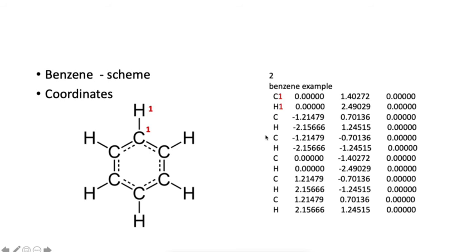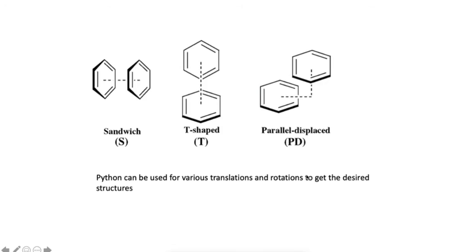So this is just basically how these coordinates would be represented in plain files. Moving on, once you have the coordinates of a benzene ring, you could do any sort of mathematical operations on it. Python can be used for various translations and rotations to get the desired structures. Once you have one benzene ring's coordinates, you could create any of these structures.